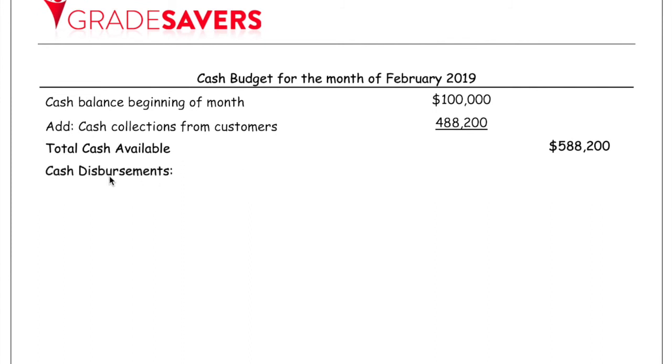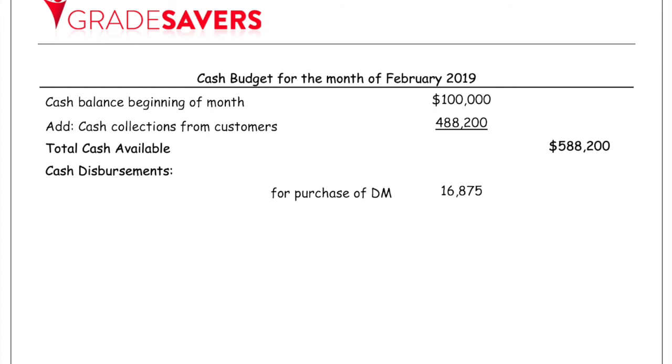And now lower down, we're going to set up a section for our cash disbursements. Here we want to list all the reasons that the firm would be spending cash. One reason is going to be for the purchases of DM, and we can look at our schedule of cash disbursements and see that in February, we spent $16,875 in order to buy direct materials. Beyond that, you want to list any other reason that the firm is spending cash.